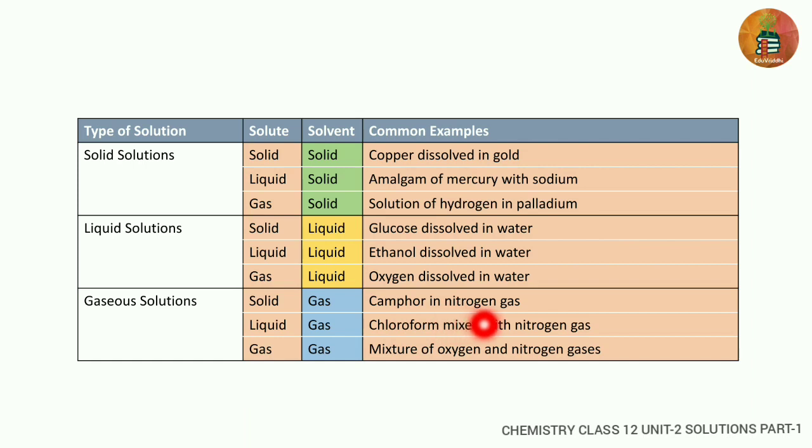Next example is a liquid solute dissolved in a gaseous solvent. Example, chloroform mixed with nitrogen gas. So chloroform is a liquid which is used as solute, and nitrogen gas is a gas which is used as solvent. The last type of gaseous solution is got by using both solute and solvent as gas. Example, a mixture of oxygen and nitrogen gases. You know that both oxygen and nitrogen are gases. So if both solute and solvent are gases, you will get this third type of gaseous solution. So these are the three different types of binary solutions.